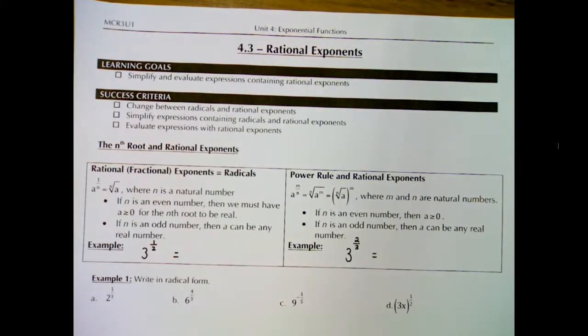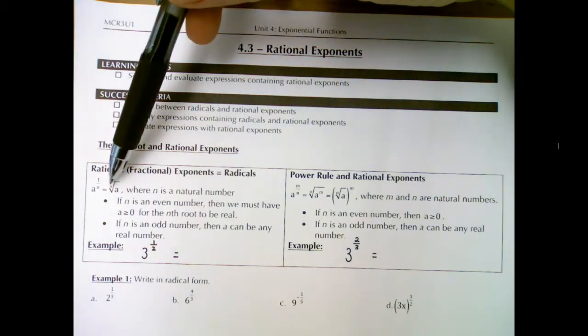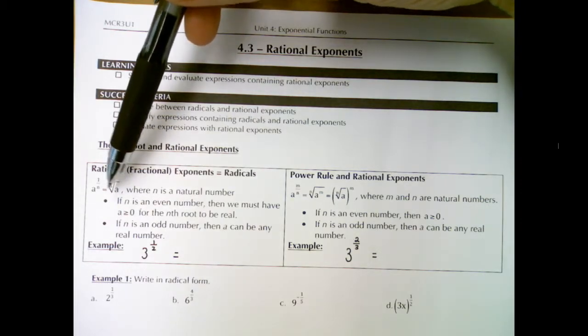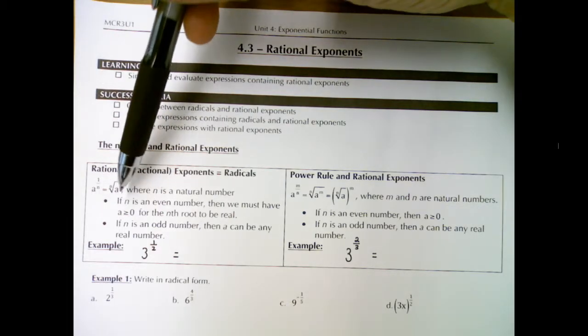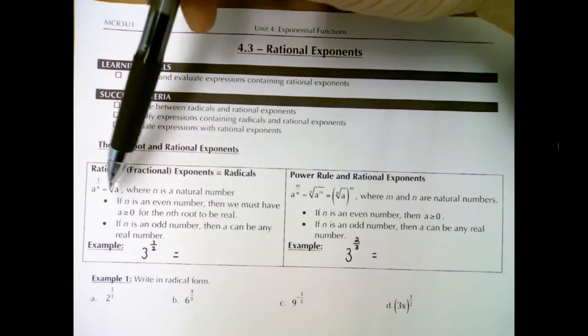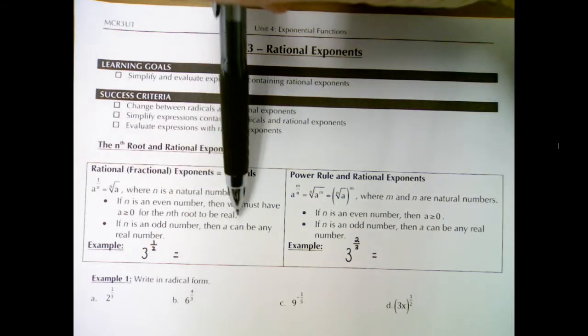Some scenarios here, we have to have n being a natural number. So you can only have natural number roots, so numbers like 2, 3, 4, 5, 6, 7, 8, 9, 10, no negatives. If n is an even number, so you're taking an even root, then a has to be greater than or equal to 0 in order for there to be a real answer.